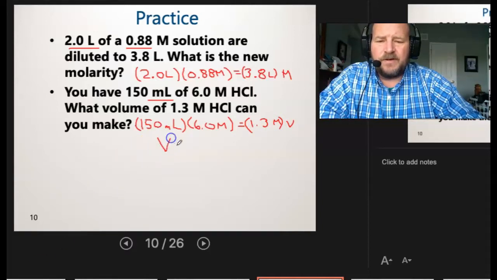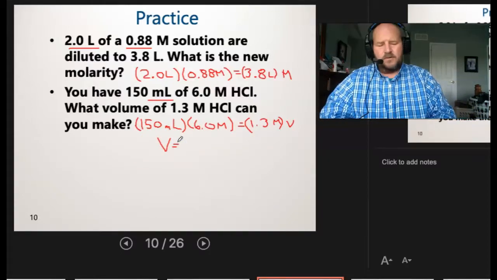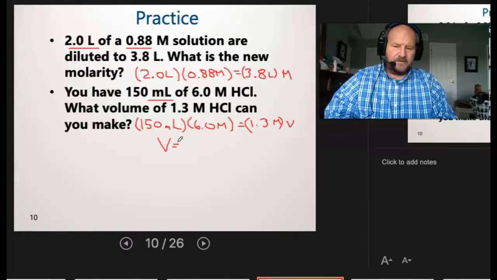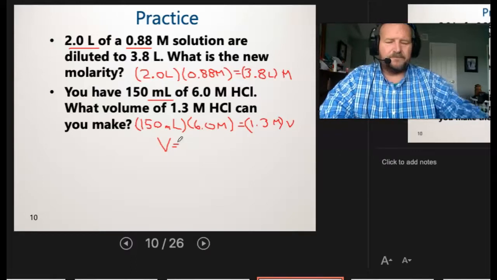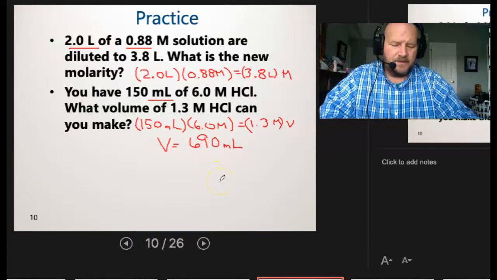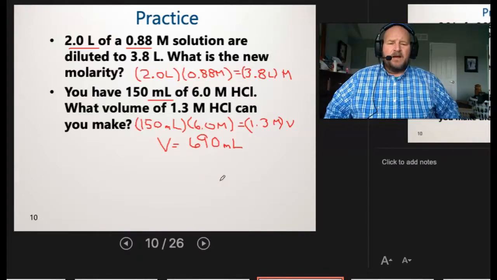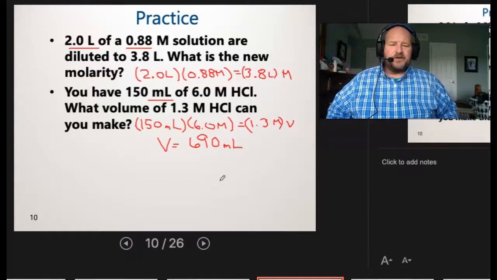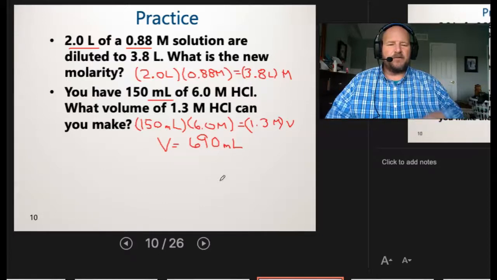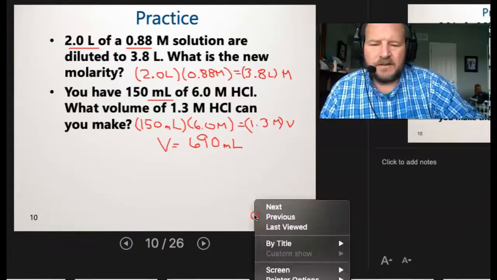So our new volume is going to equal 150 times 6 divided by 1.3. And we get 2 sig figs, so this is going to be 690 milliliters, right? So 690 milliliters. Now, if it did ask for liters, then you could have converted the 150 and then done the math there, or we could have gotten milliliters and now just convert our 690. Either way would have worked. All right.